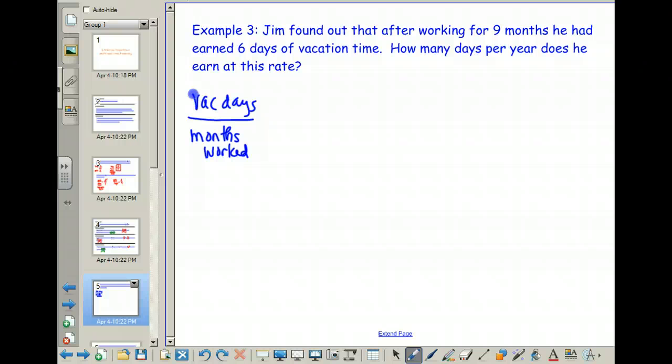Now you may notice I put the vacation days on top of the months worked. That makes no difference if you put it upside down. That'd be okay, because there's 6.21 that I just had on the board before, so I could have flipped it and put it over each line, right? Okay. So this says that after 9 months working, he has 6 days vacation. So I've got vacation days on top, so that's his 6 days of vacation over how many months? 9 months.